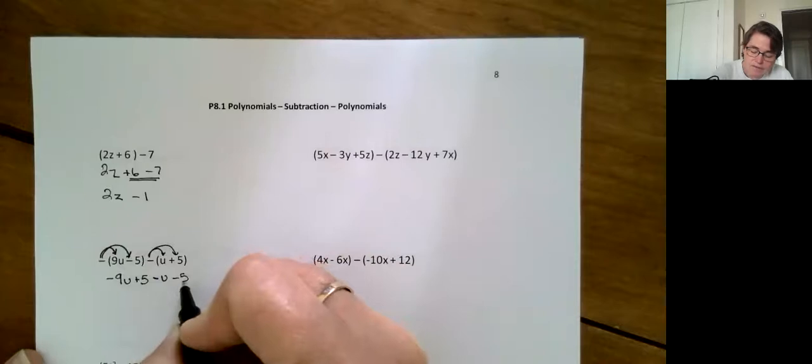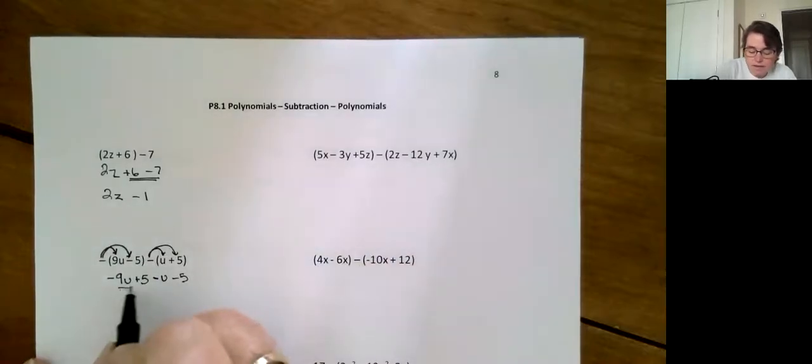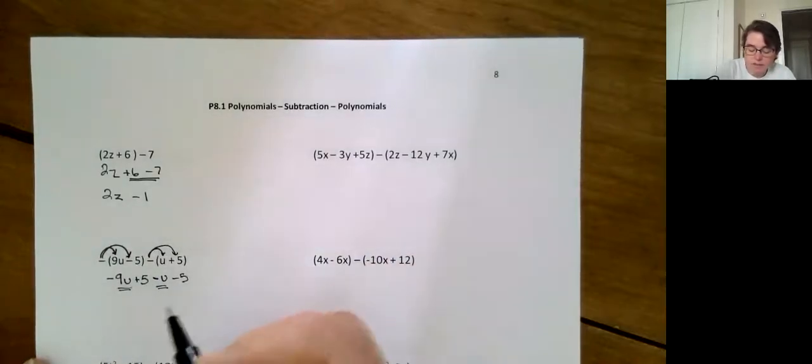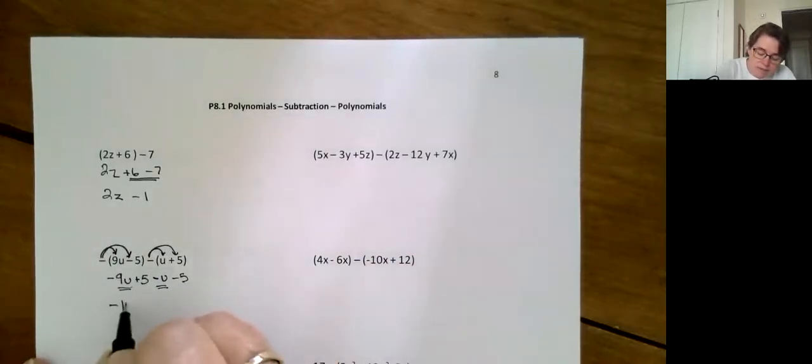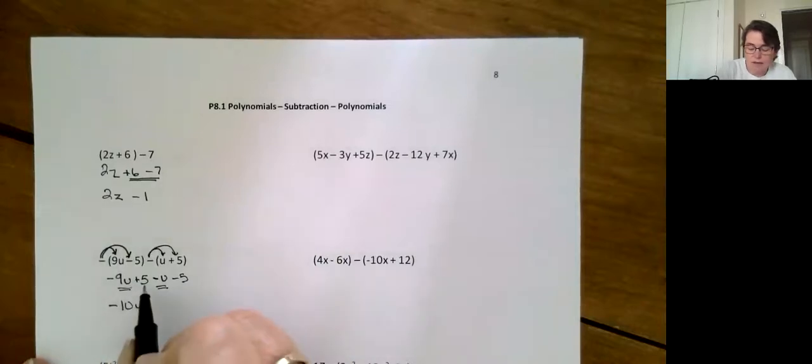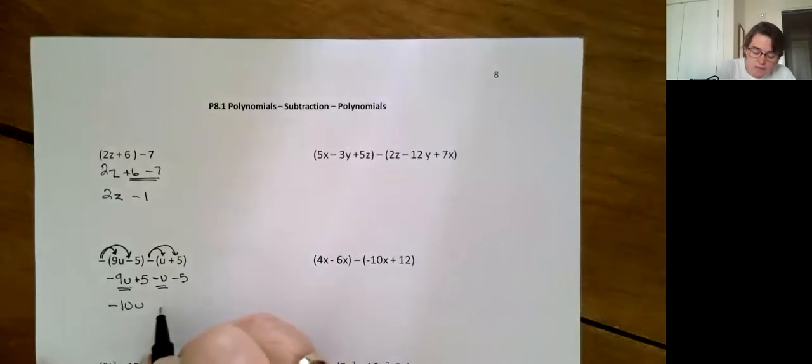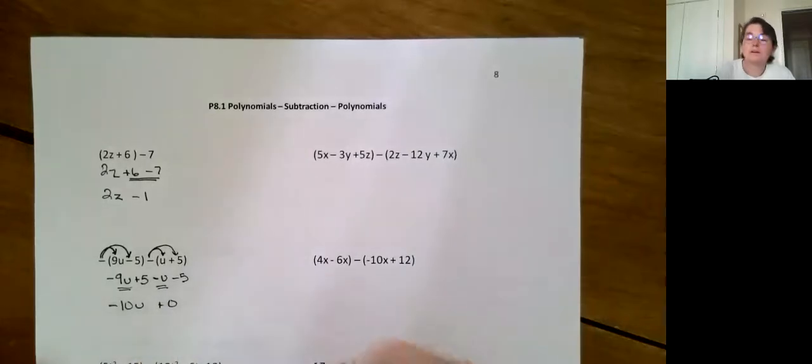and negative 5. So I've got 9u and minus u, that becomes minus 10u. And then I've got plus 5 and minus 5, which is 0. So this is a completely cool answer. If you want to put plus 0, you go right ahead. It doesn't make any difference. If you like to track it so it looks the same, great. If not, it's fine.